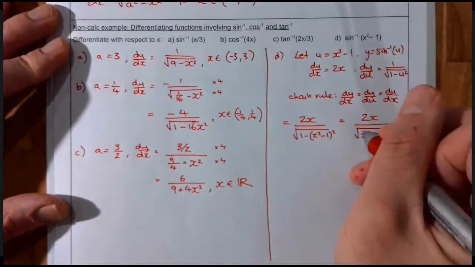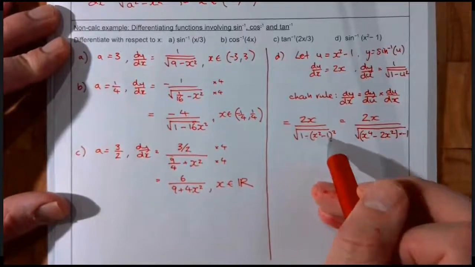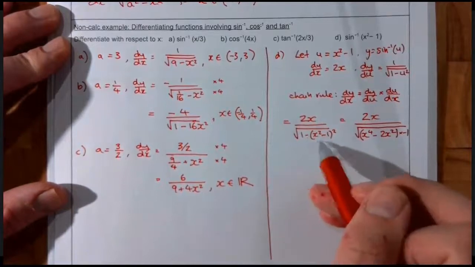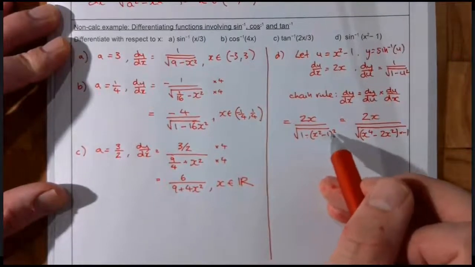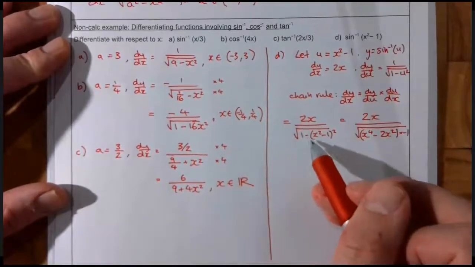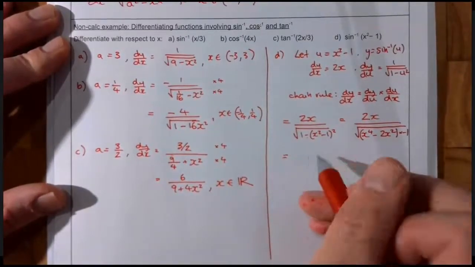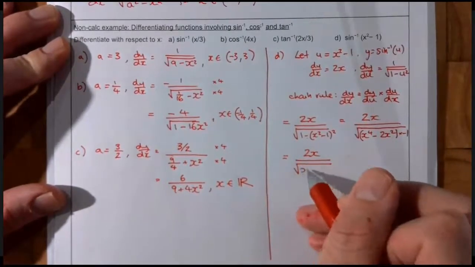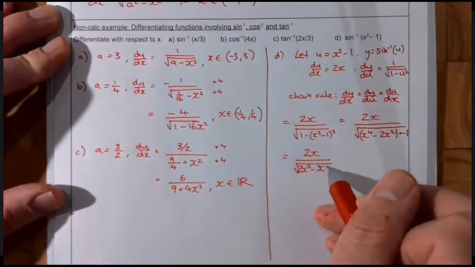sorry, I need to multiply all of this by minus 1, don't I? Because of the minus sign in front of the bracket, that gives me minus x to the power 4 plus 2x squared, and then I'm going to get a minus 1 from the bracket, which cancels with the 1 at the beginning. Sorry, that was a very clumsy explanation, but after I've done my cancelling, it's 2x over the square root of 2x squared minus x to the power 4.